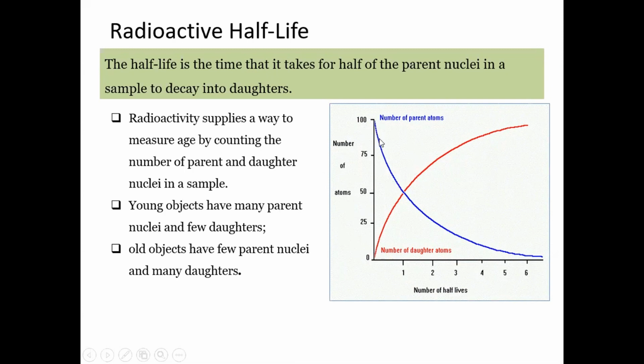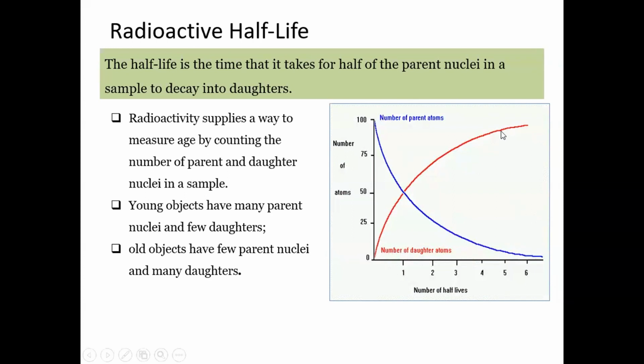We can see a curve by plotting the number of counts as a function of time in which the parent elements are following an exponential law and going down, and the number of daughter elements start from zero value and then start going up and get saturated. The increase in the daughter element or the decrease in the parent element can tell us about the half-life of the sample. The young objects have many parent nuclei and fewer daughter elements, and the old objects will have few parent nuclei and many daughter elements.